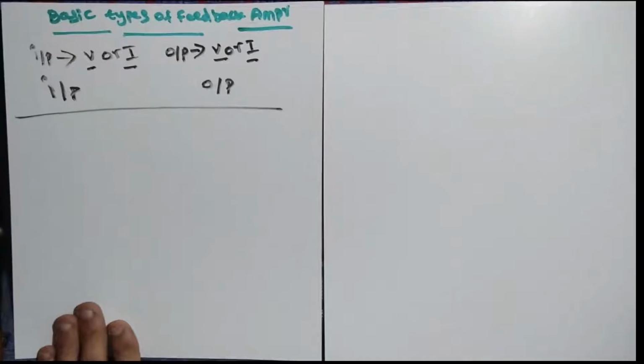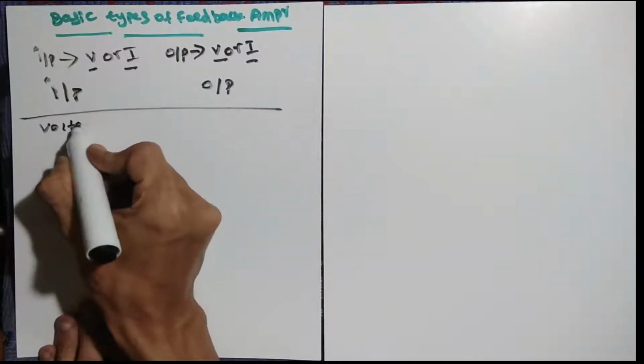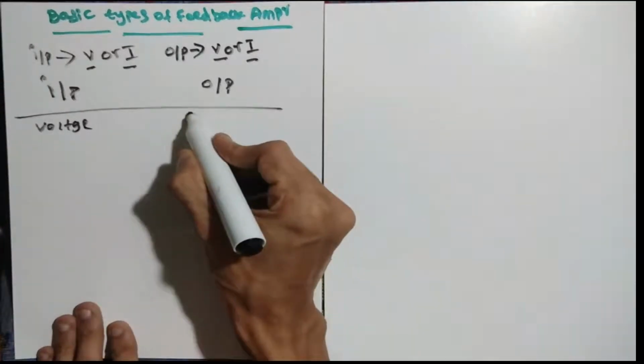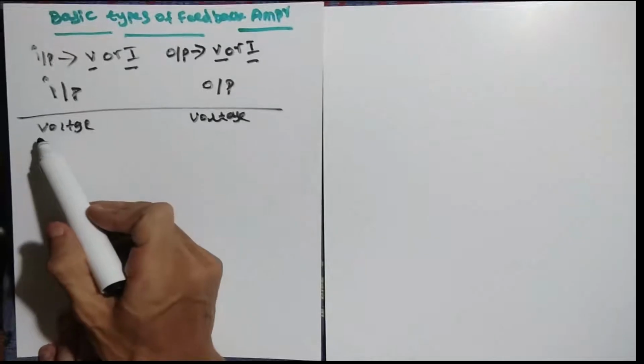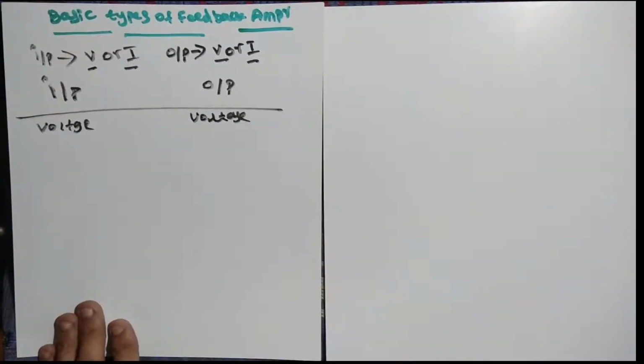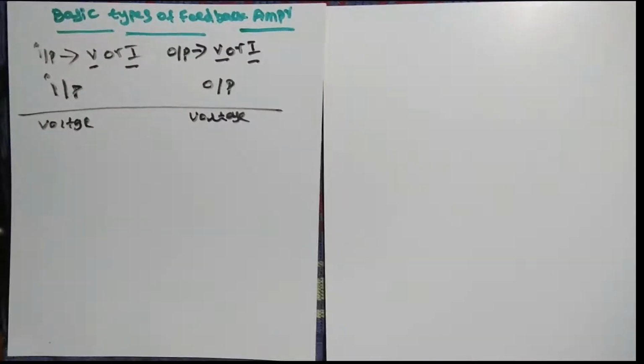So we can take different combinations. For input, first we can take voltage, okay. Similarly, output also we can take voltage, okay. So now what can we call this one? This is nothing but voltage and voltage, nothing but a voltage amplifier.